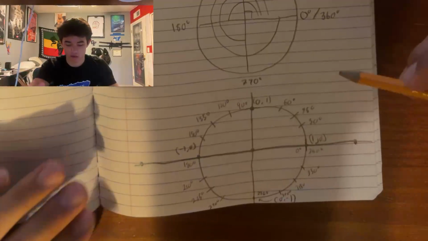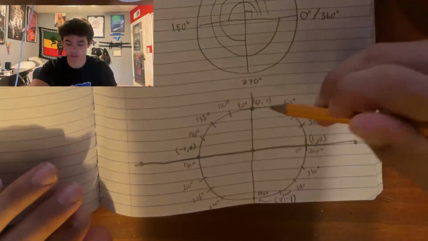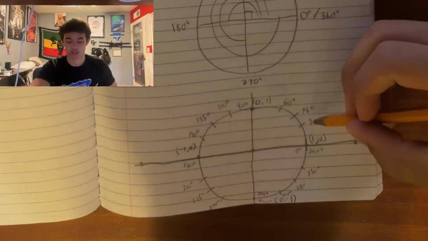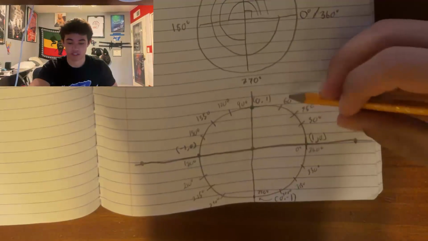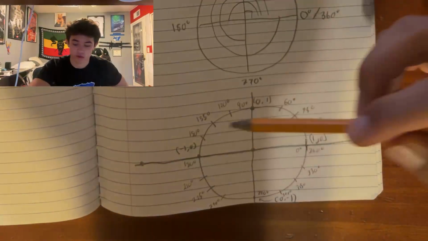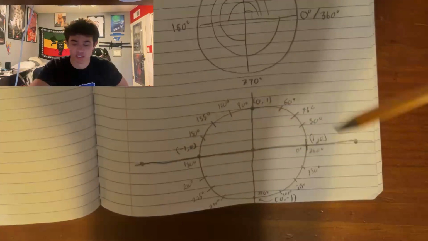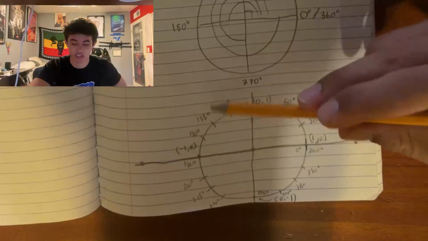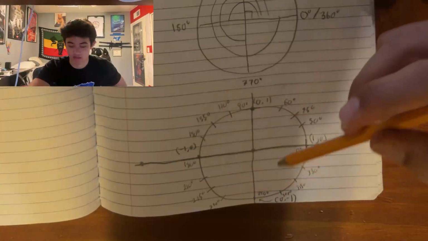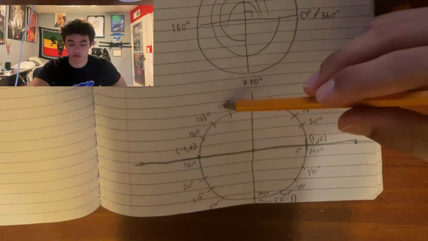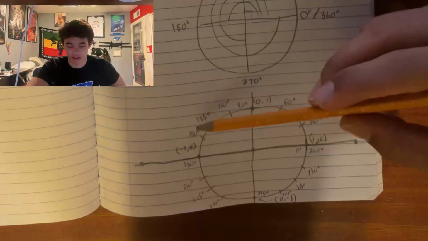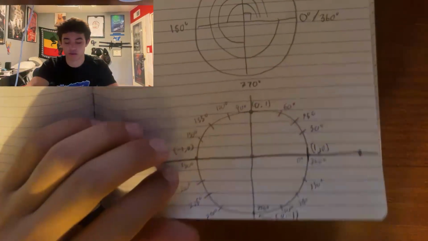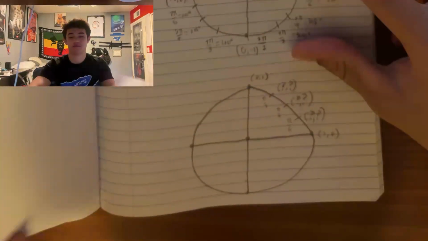Now you can take notes on this if you want, but you don't really need to. And then of course, like I said earlier, you can turn this into 30 degrees, 45 degrees, 60 degrees, and basically any degree you want. But these are the important ones, and we're going to see why a little bit later. So 30, 45, 60, and then basically any kind of multiple of those. So 120 degrees, 135 degrees, 150 degrees, 210 degrees, 225 degrees, 240 degrees, all that kind of stuff.